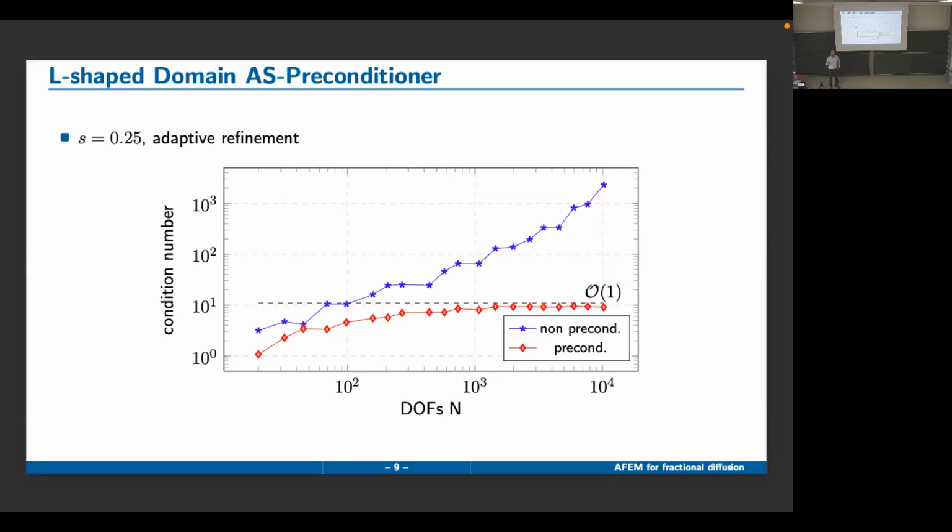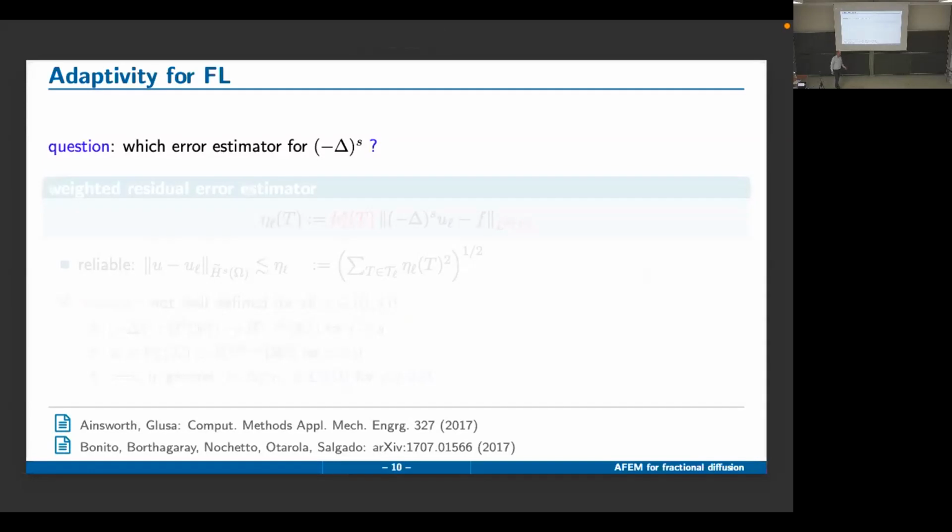You can do better with other preconditioners to reduce this 10, but in my opinion, 10 is fine. Okay, so this was the model solve. What about the model estimate? This is actually something where a lot of work has to be done now. So which error indicator do we want to take for the fractional Laplacian?